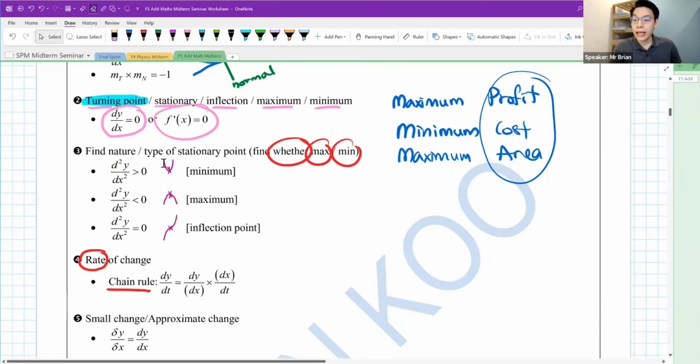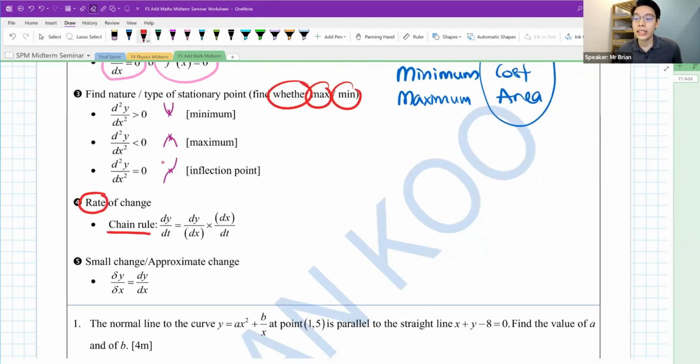Lastly, the keyword here is if I see the word small change, if I see approximate change. But don't be so rigid. Any synonyms also can. What's the synonym of approximate? Estimation, right? Estimate also same thing, right? You will say that the delta y over the delta x is very similar to your dy dx.